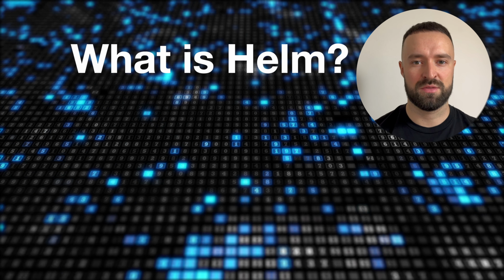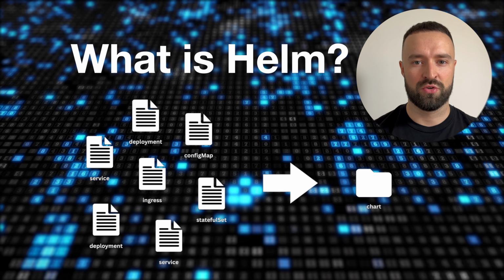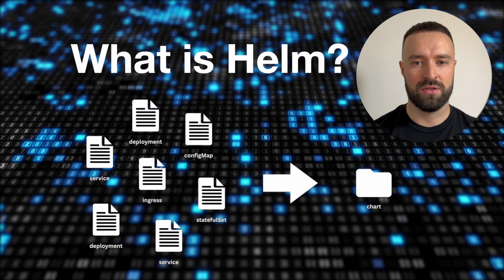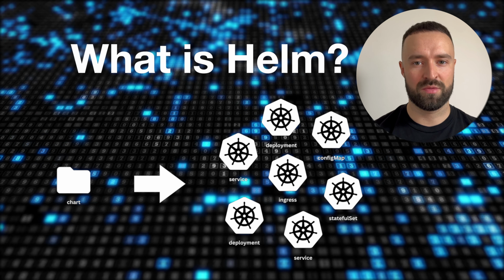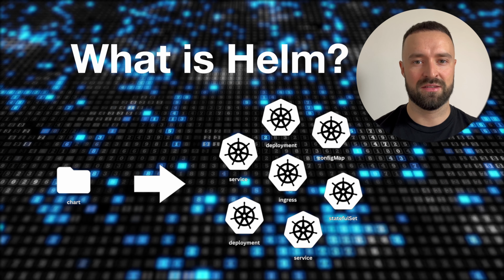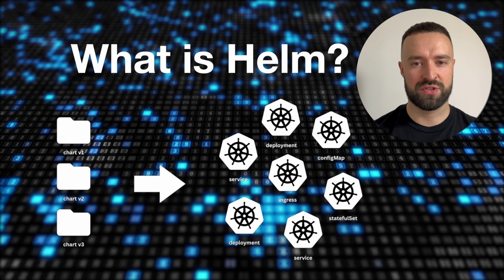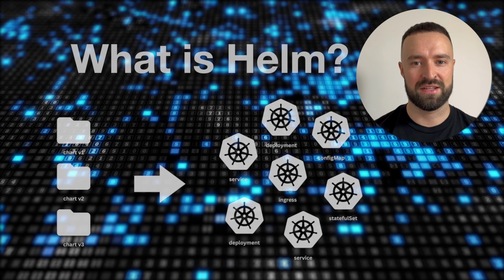Helm is a package manager for Kubernetes. It allows you to package multiple Kubernetes manifest files into a single unit called a chart. Using a chart, a complex deployment configuration of an application can be deployed in a single command. As the charts are versioned, you can simply roll back to a previous version in case of need. Now, let's look at the main features of Helm, which are also reasons why to use it.